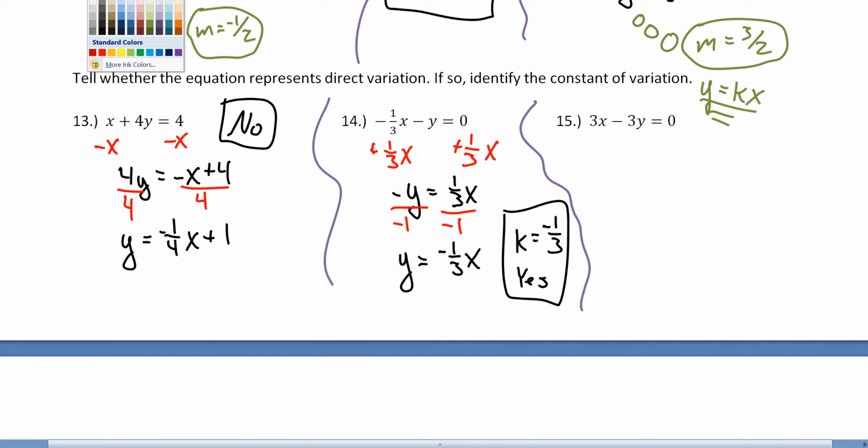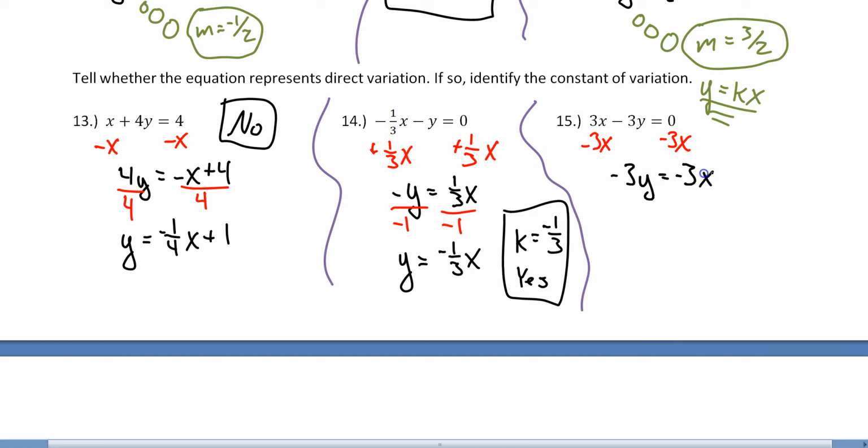If I look at this last one again, once again, I'm going to solve for y. So I'm going to subtract the 3x from each side. I end up with negative 3y equals negative 3x. I divide each side by the negative 3. And I end up with y equals 1x.